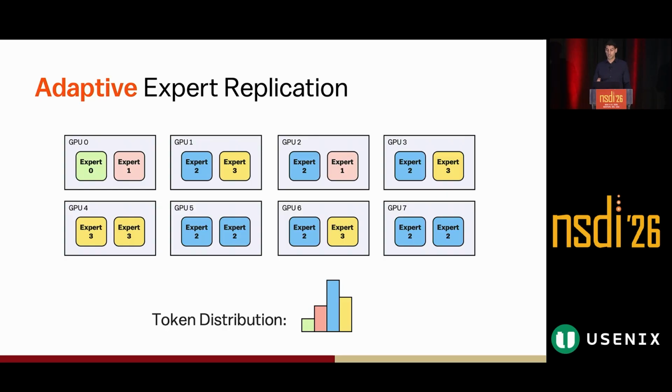And it turns out that expert popularity is not only very skewed, it's also very dynamic. We have to rebalance experts every time this popularity shifts. So if we have this, where experts are replicated proportional to their popularity, we get great system utilization with very low token drops, and we get the best out of both worlds. But it is expensive to move experts.